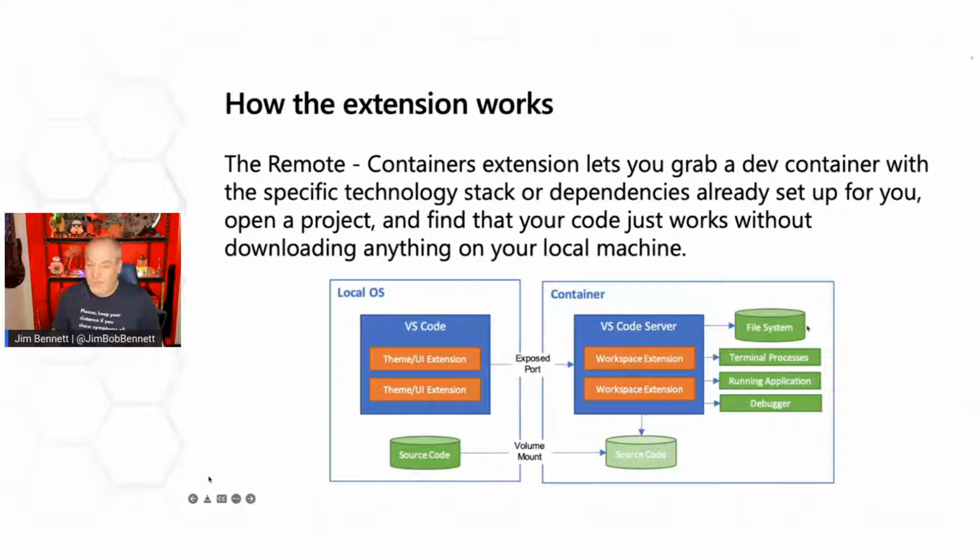My container has its own file system, its own terminal, it can run its own applications, it has its own debugger, its own stuff installed in the container, and it accesses the same source code that's mounted from my local operating system. So I run it in my local OS, but really VS Code is running inside the container with all the stuff that happens on the container. And when I run my container, I can expose ports on the container that I can access from my local operating system. We'll see that in a minute.